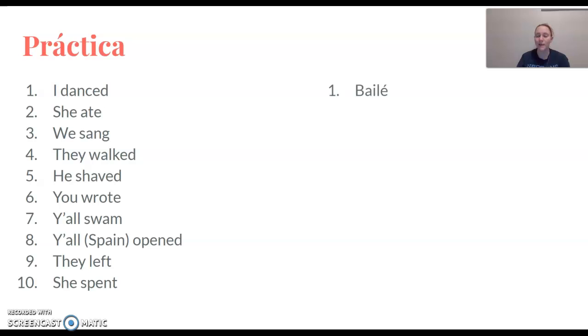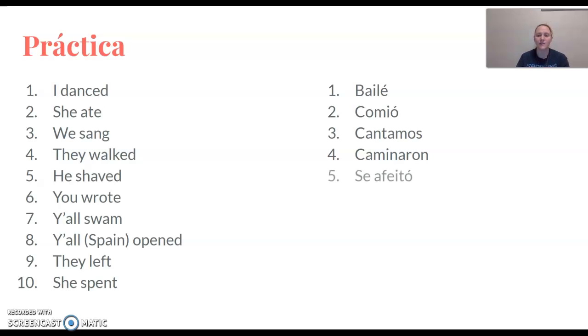Okay, number 1 should be bailé, I danced, so bailar in the yo form. Number 2, comió, accent on your O, accent on your E in bailé. I'm sure you guys noticed that. Number 3, cantamos. Number 4, caminaron. We're going to use caminar for this chapter whenever it says walk, just because andar, the other verb for to walk, is irregular, and we'll worry about that next chapter.